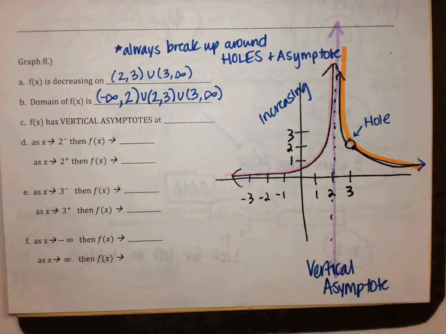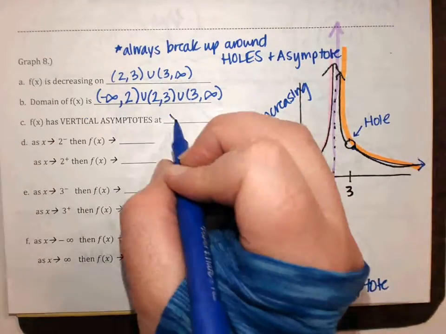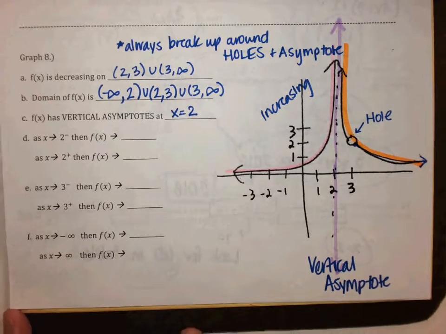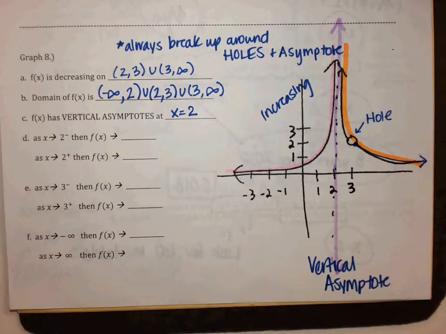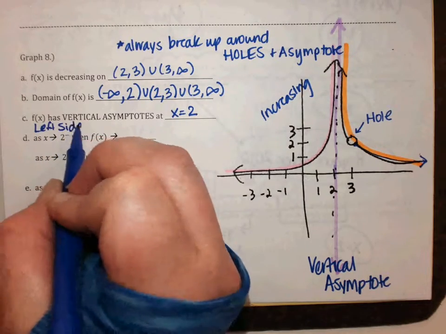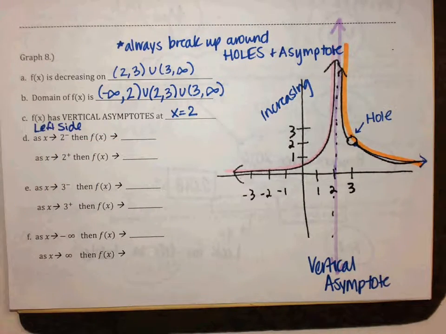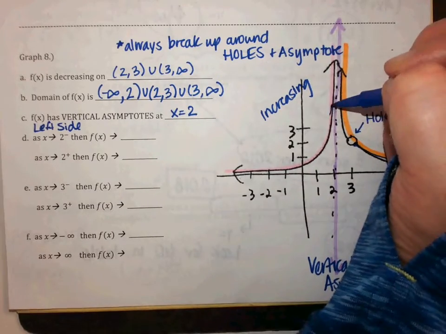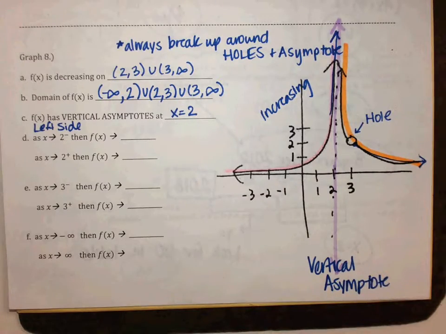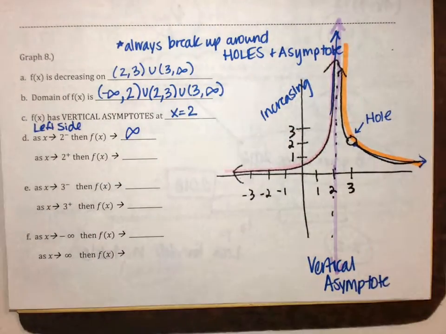Okay? Next one, where do we say our vertical asymptote is? X equals what? 2. Okay, next one, as x approaches 2 minus, what does that mean? Which side? Left side. So I'm looking at my graph. Which side is the left, pink or orange? Pink side. And what's the pink side doing towards the asymptote? Up or down? Up, which is towards infinity.